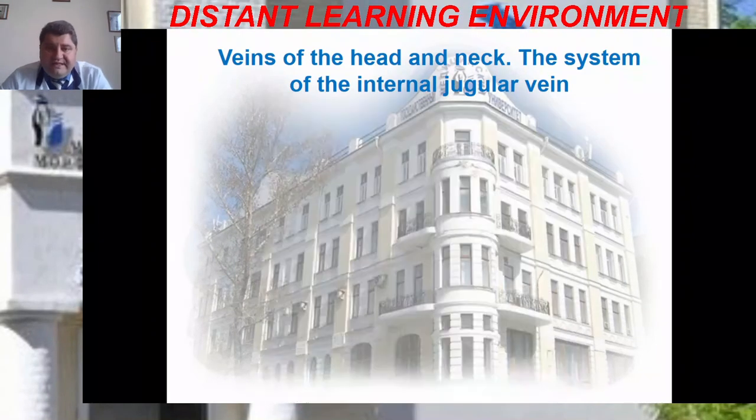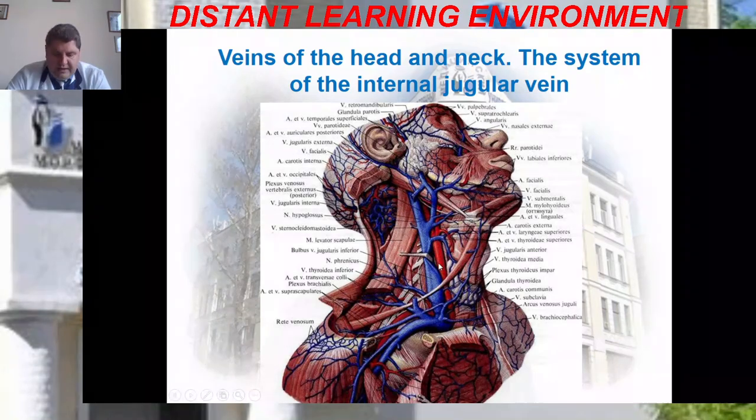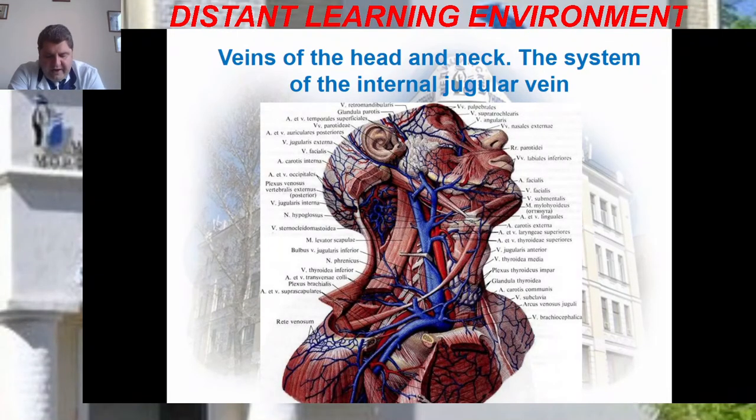Next, let's talk in detail about the internal jugular vein. You may see this vein here on this picture, and also the carotid arteries: the common carotid artery and the external and internal carotid arteries. The internal jugular vein carries blood from the cavity of the skull and the organs of the neck, beginning at the jugular foramen in the skull, where it forms a distension, the superior bulb.